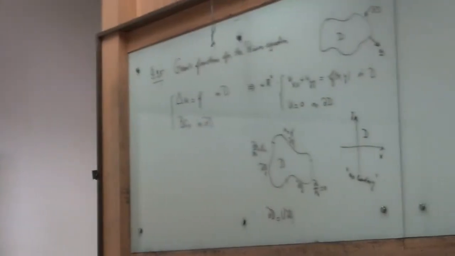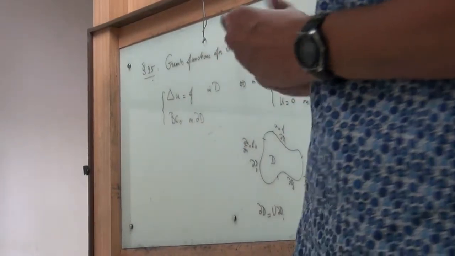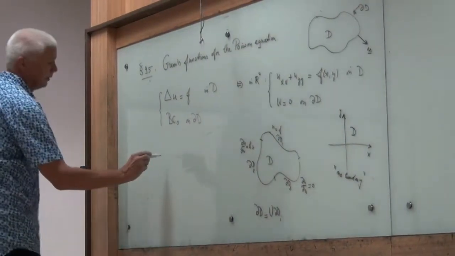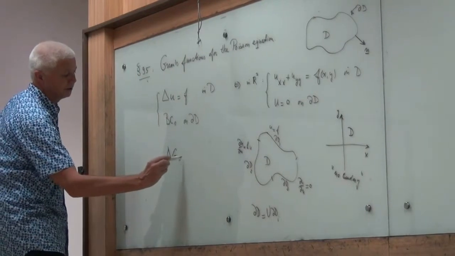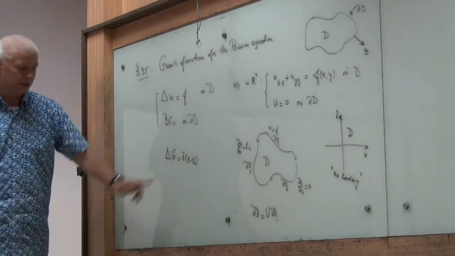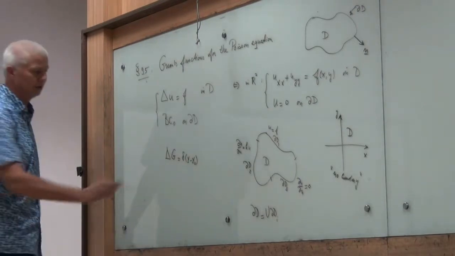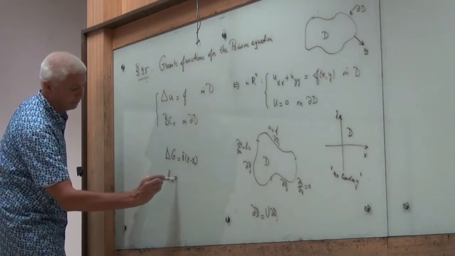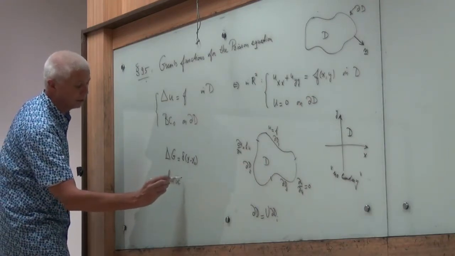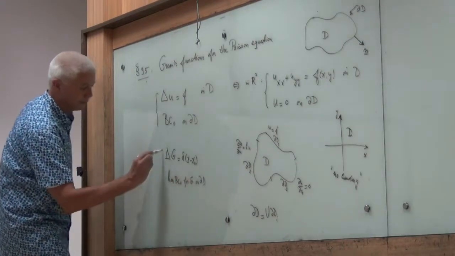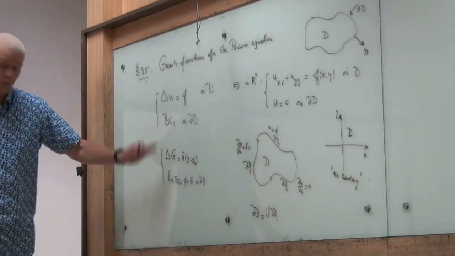To solve this problem we are going to use Green's functions again. But before we go to the Green's functions, and the Green's functions will be quite simple, we have to solve the problem: Laplace g is delta x minus x0. Again a delta function on the right hand side, and homogeneous boundary conditions for g on the boundary. So we have to solve this problem.